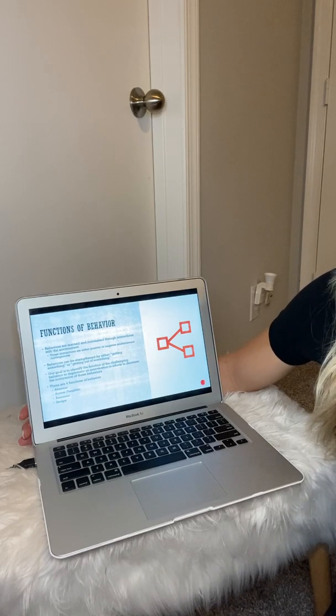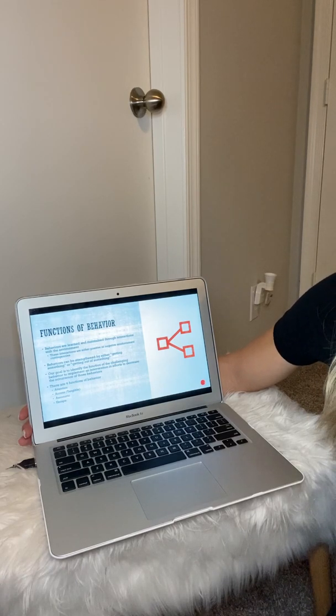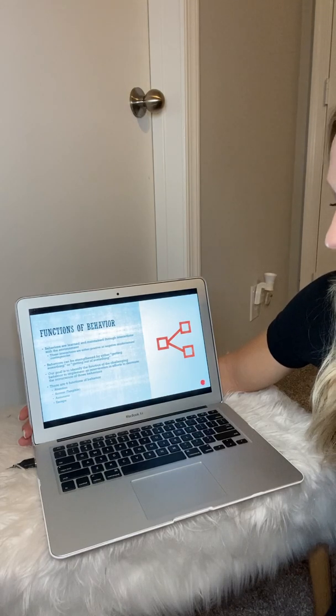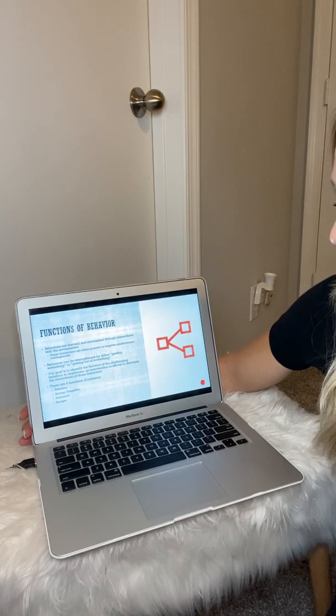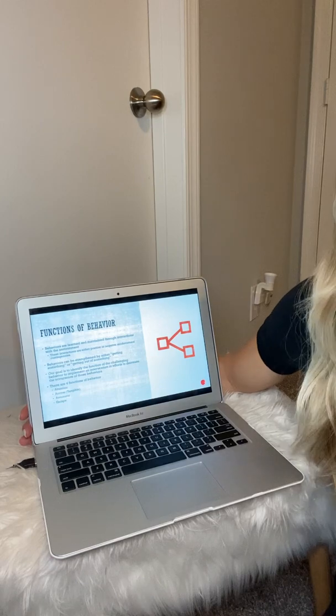So as behavior analysts, working with your children, our goal is to identify the function of those challenging behaviors so that we can implement an intervention to help decrease those behaviors and increase positive behaviors. So the 4 functions of behavior are attention, access, automatic, and escape.